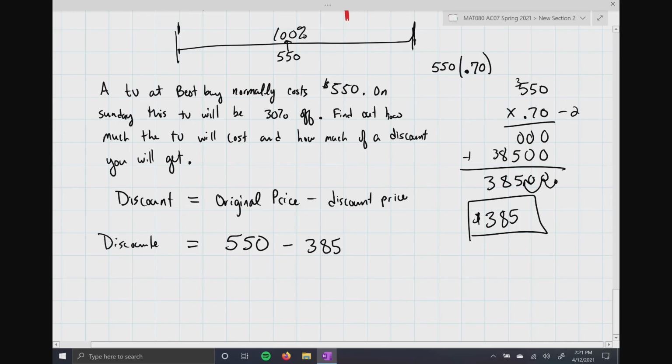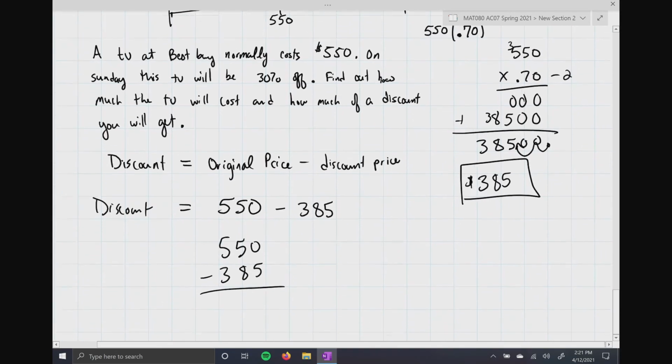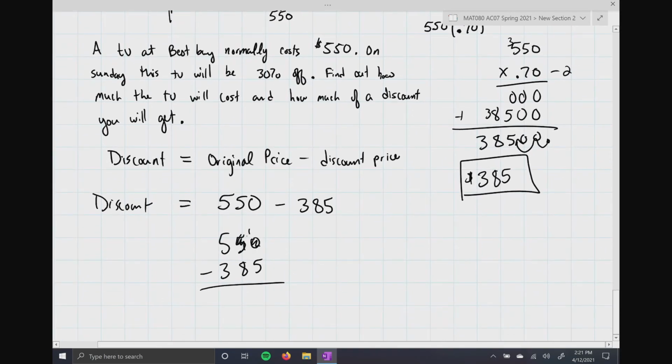So, the discounted price, or I'm sorry, the discount, and I'm just going to write it on top of each other so we can do it real fast. So I got to borrow. 10 minus 5 is 5, 14 minus 8 is 6, and 4 minus 3 is 1. So they're taking $165 off the original price.